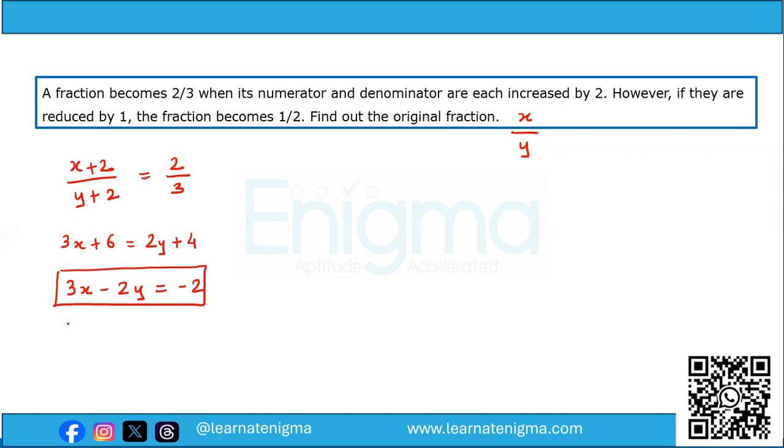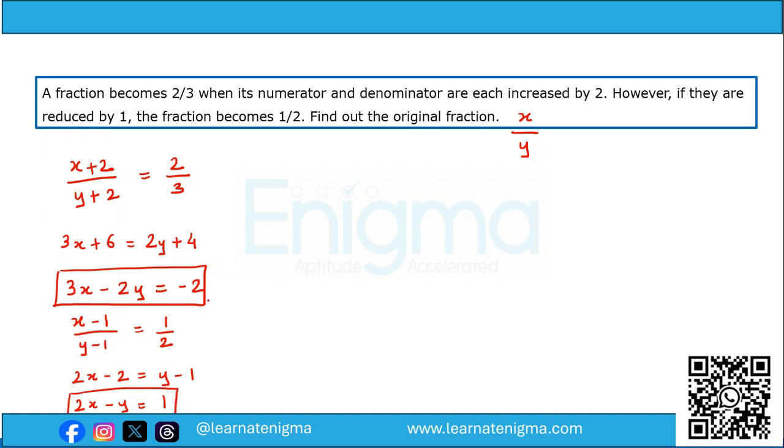Second equation will be, if we reduce numerator and denominator by 1, so x minus 1 upon y minus 1, it becomes 1 by 2. So let's cross multiply this again. This becomes 2x minus 2 is equal to y minus 1. So it becomes 2x minus y is equal to 1. So this is your second equation.